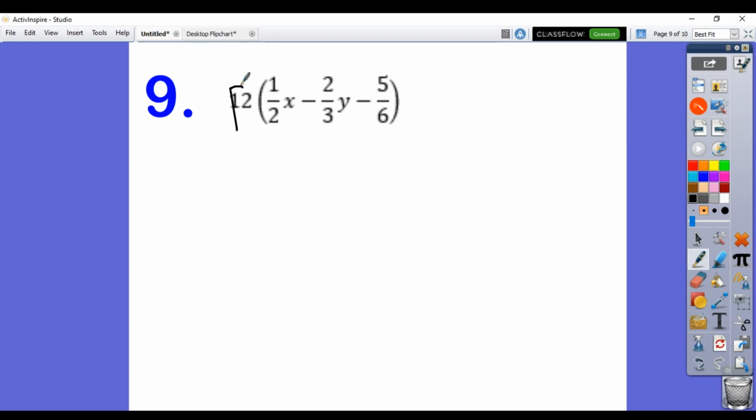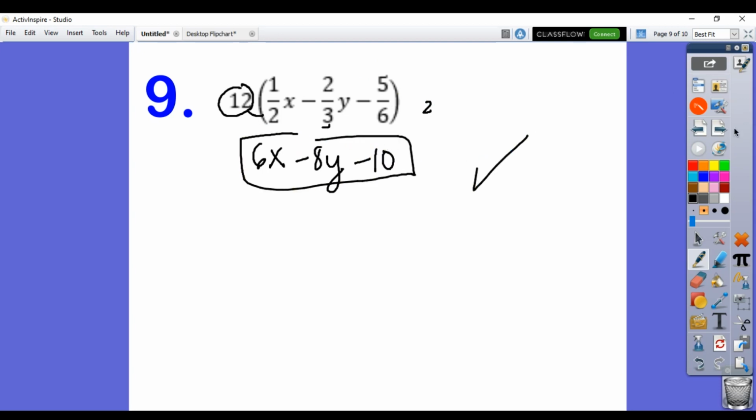I have 12 here. What am I going to do with the 12? I'm going to divide the 12 by 2. What's 12 divided by 2? 6 times 1 is 6x. 12 divided by 3 is 4. 4 times negative 2 is negative 8, but there's a y there, so copy the y. 12 divided by 6 is going to be 2. 2 times negative 5 is going to be negative 10. There are no more like terms, so that's the answer. Kaboom.